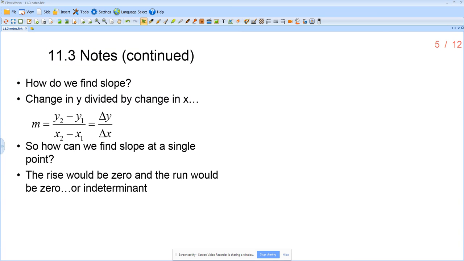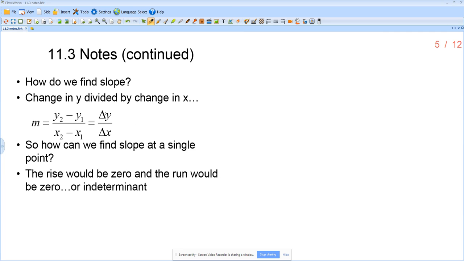But now, how are we actually going to do that? Think about how we have always found slope. We've always found slope by doing the change in your y value divided by the change in your x value. So m is equal to y2 minus y1 over x2 minus x1. This is the slope formula as you have always learned it. That's also equal to delta y over delta x, delta meaning change. So it's the change in your y value over the change in your x value.